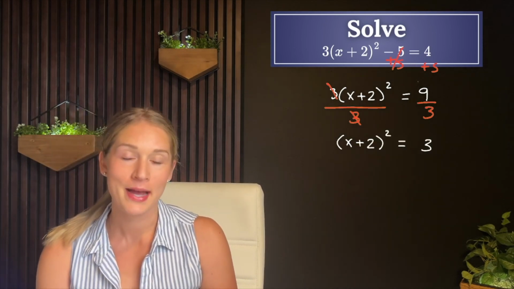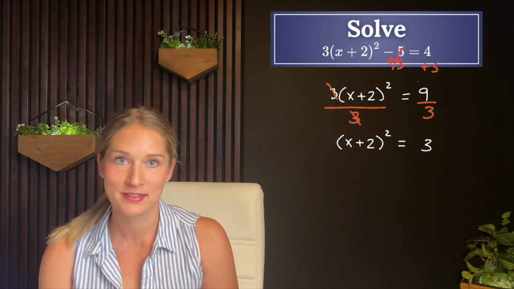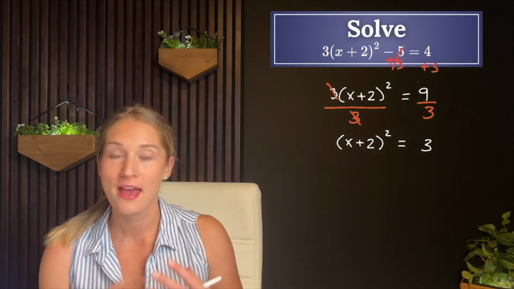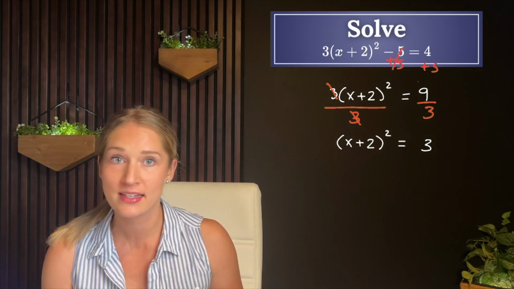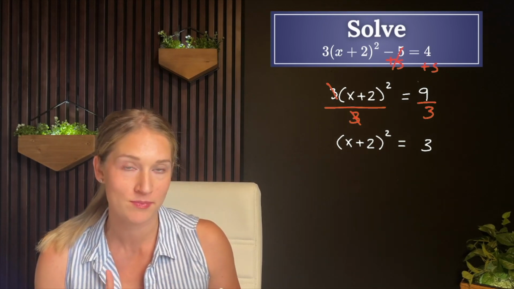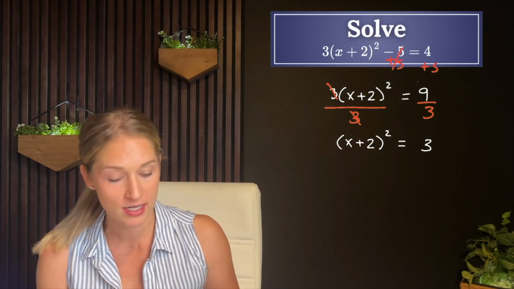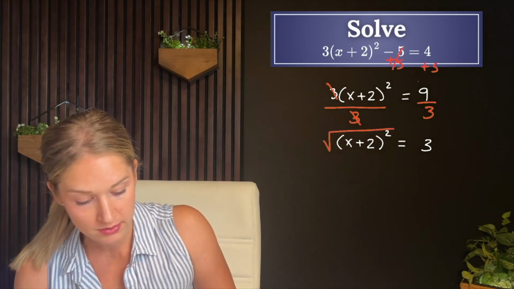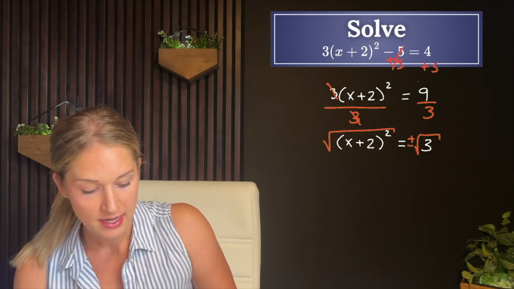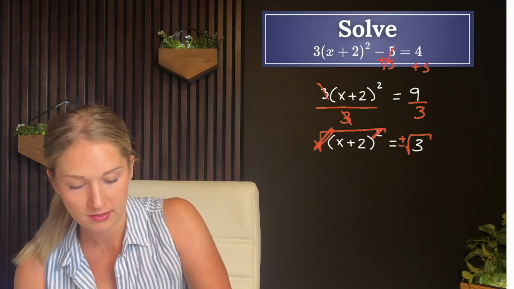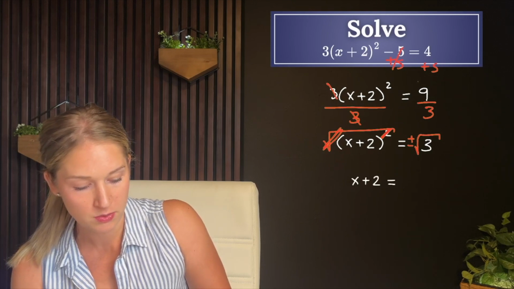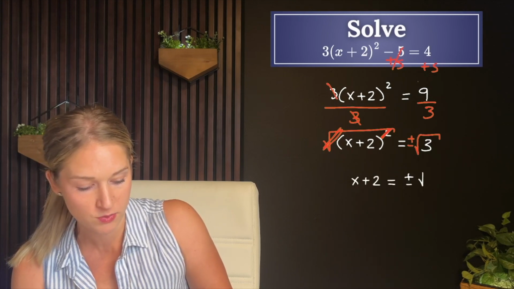And now I need to undo my exponent. That exponent's on the outside of the parentheses, so it's gluing everything inside together. I can't get to the x or that plus 2 until I get rid of the exponent. So that's how I know I need to square root right now. I square root, and because it's a square root, I bring in my plus minus, and the radical and the exponent undo each other. So I've got x plus 2 equals positive or negative square root of 3.